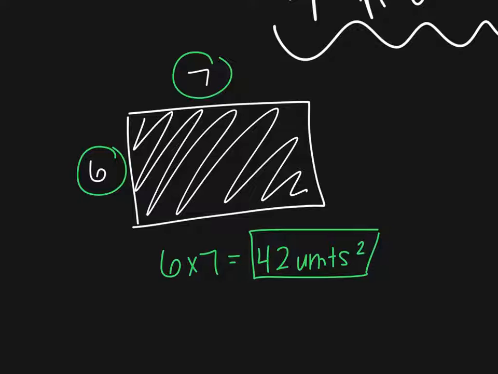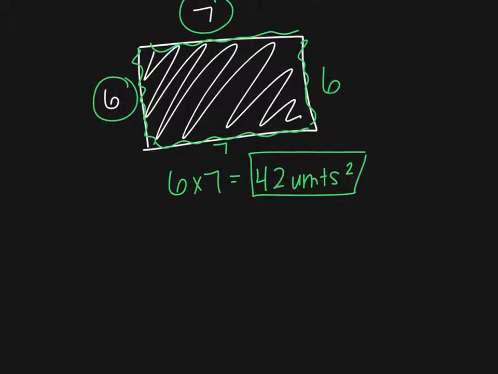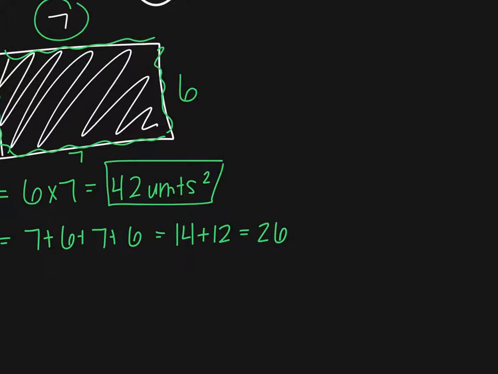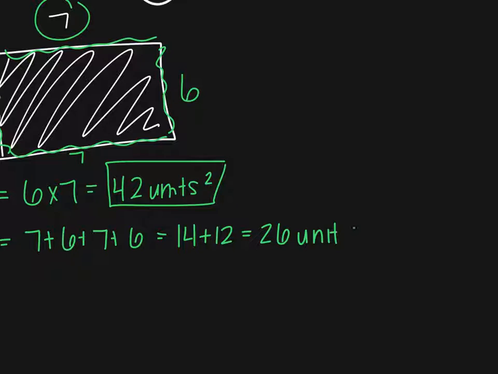Say you want to know the perimeter. Well, if I know this side is 6, then this side is going to be 6. And if I know this side is 7, I know this side is also going to be 7. So, for your perimeter, this is area. For your perimeter, you're just going to add up all the sides. So, 7 plus 6 plus 7 plus 6. Okay, so you're going to get 14 plus 12. I just simplified 7 plus 7 and 6 plus 6, which equals 26. And it's only going to be units. Okay, it's not going to be units squared. So that is the perimeter.